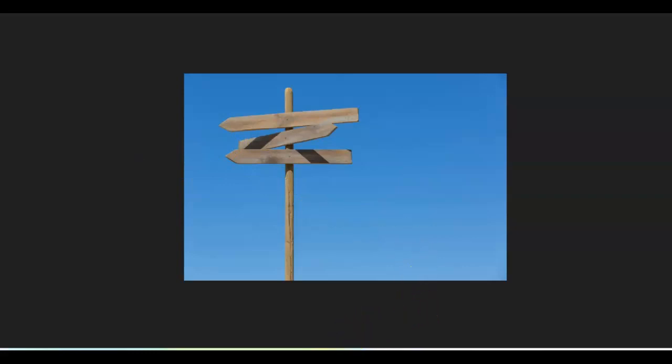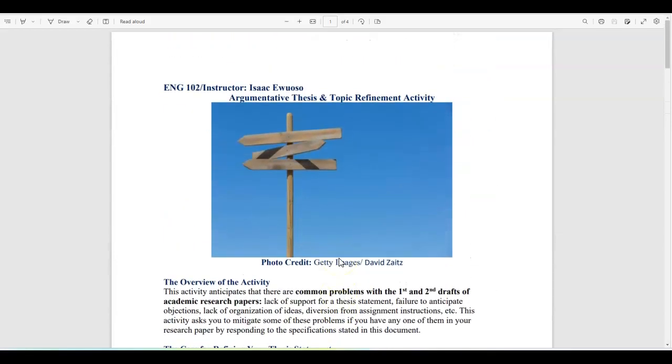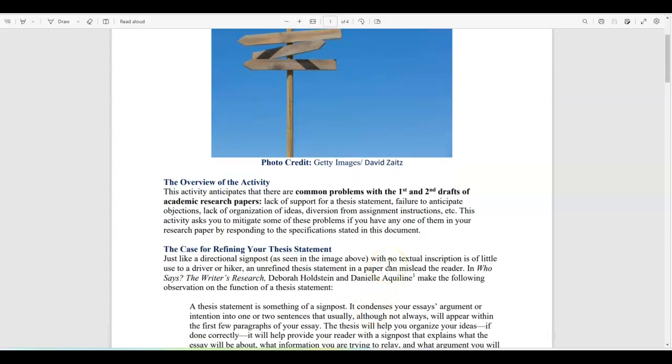So this takes me to our activity in this class, and this is the argumentative thesis and topic refinement activity. This activity assumes that you've completed your first draft for your research essay, and you're still working on developing your research essay. It also assumes that you have written a preliminary thesis statement. So when you are working on a research paper, there are common problems with academic research papers. The first problem, or the major problem I think we have to deal with, is the thesis statement.